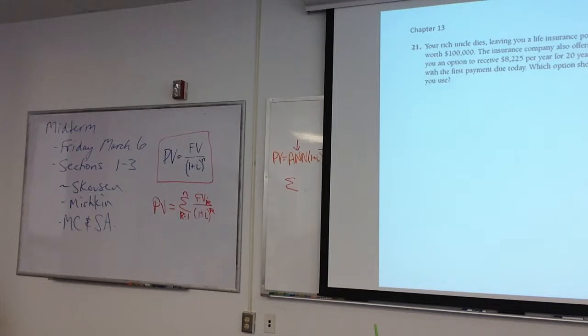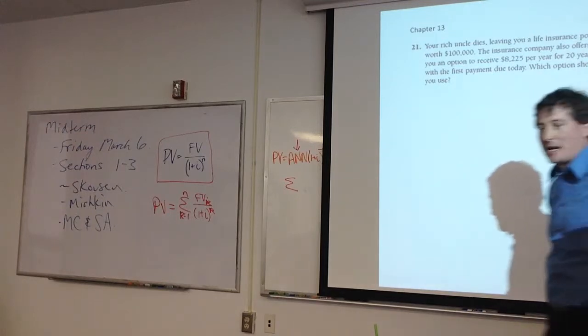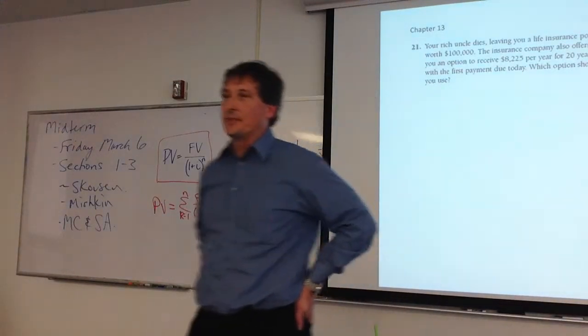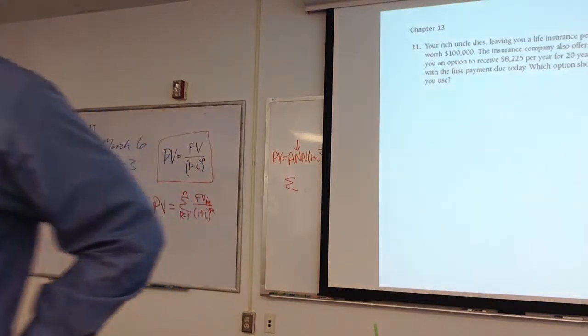So that one is 20 payments, one per year for 20 years. So you only go up to 19. It's your first one, so it's 20 payments. Yep, you're only getting one per year, and today, this year, is the first one.